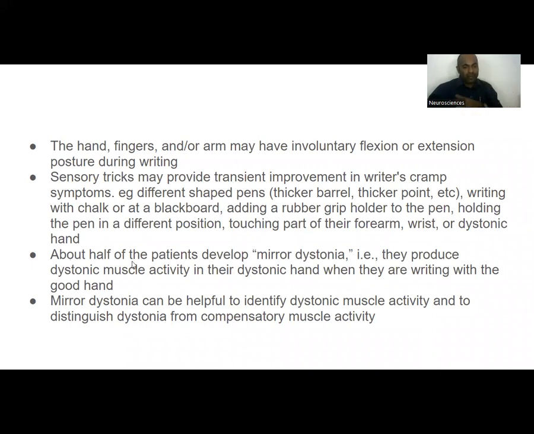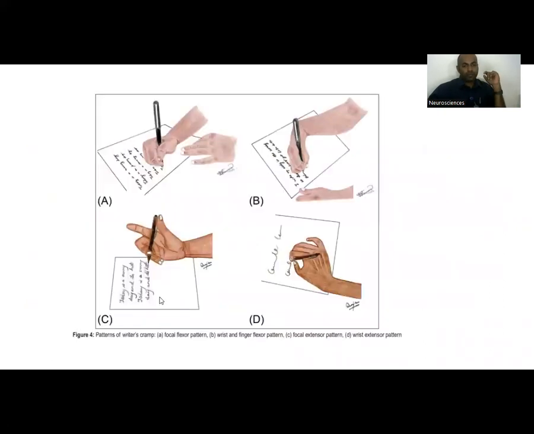And as we saw previously, you can have mirror dystonias. These mirror dystonias can help to identify the dystonic muscle activity and to distinguish dystonia from compensatory muscle activity. So based on the pattern, it can be a focal flexor pattern, wrist and finger flexor pattern, or a focal extensor pattern, wrist extensor pattern. So either the flexor compartment is involved, it can be flexor, or the extensor compartment is involved, it can be extensor.